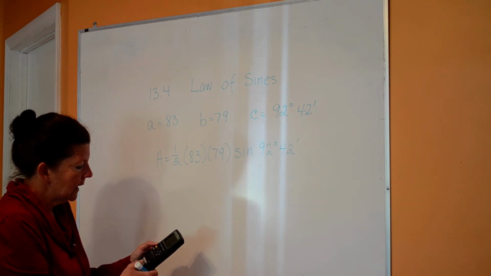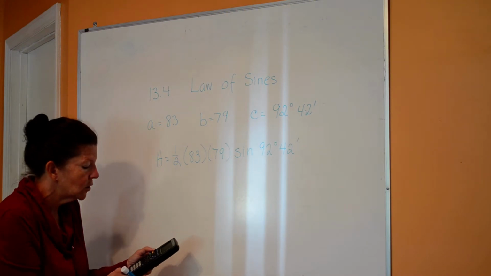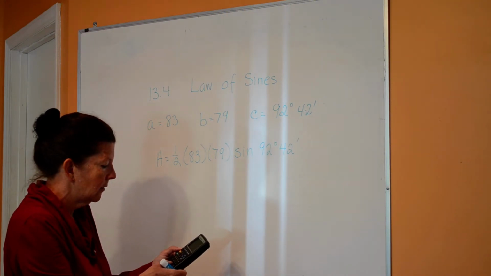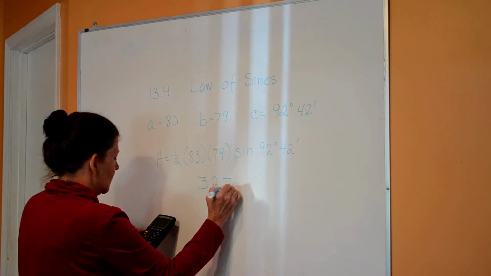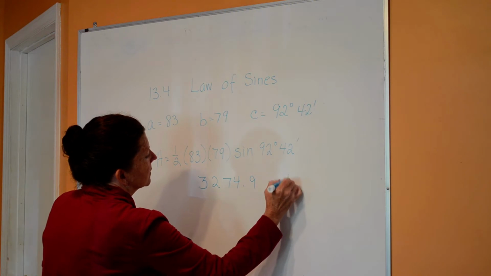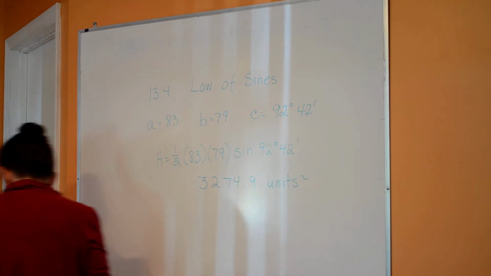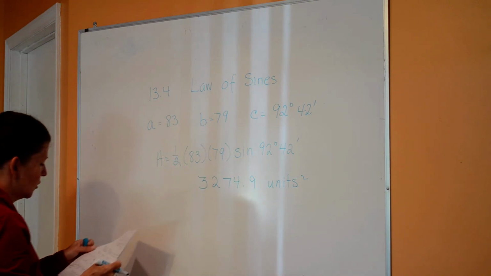Select that one, and it should put it on your calculator. So now you should have 92 degrees, 42 minutes in there. Press enter, and I'm going to get 3,274.9 units squared. And that's going to be the area for that triangle.